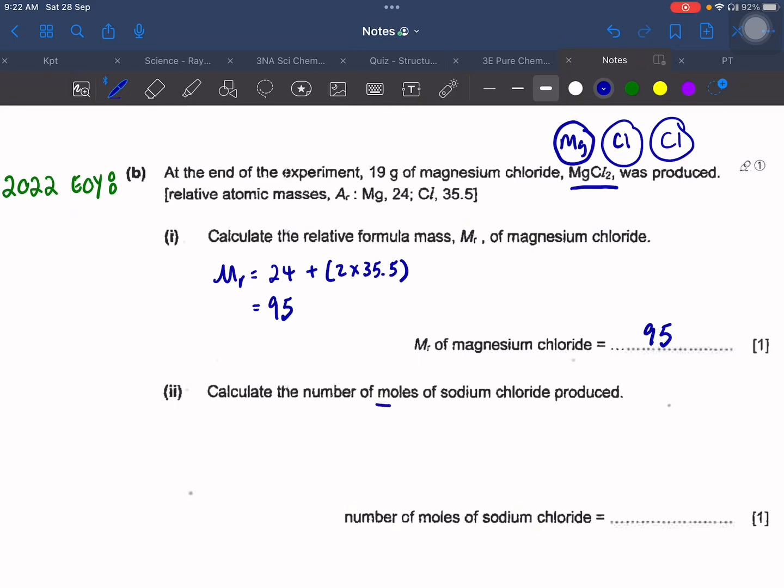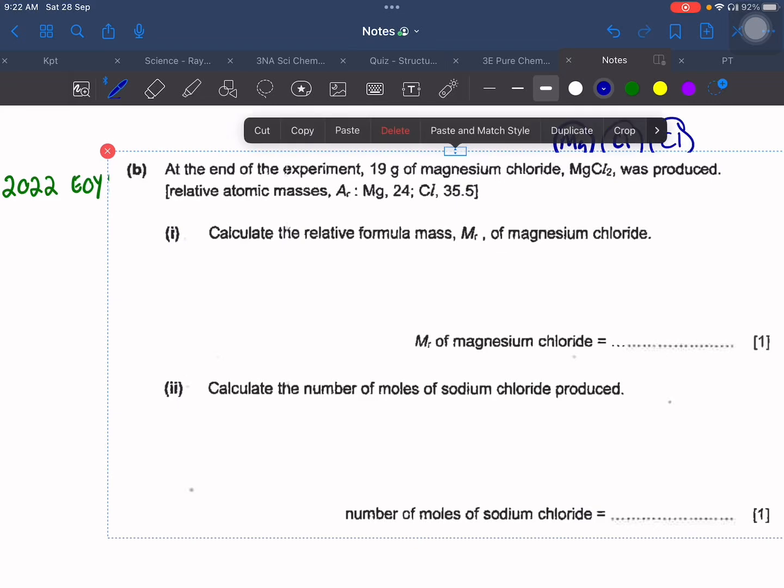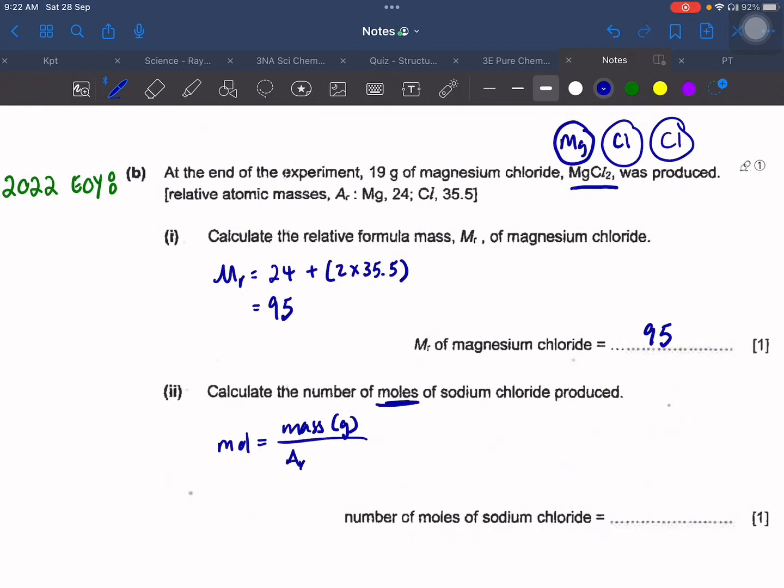Then you're supposed to calculate the number of moles, right? So for moles, similarly, get the formula out. Mole is mass in grams divided by AR or MR of the chemical. In this question, the grams that's given to you is at the top. It's 19 grams. So you want to read the question so that you can use the information, and be careful when you read the question to see how the mass is being presented. And that'll be 19 divided by 95. And that will end up with 0.2. And make sure you leave your unit here, which is in terms of mole. So that is 0.2 mole.